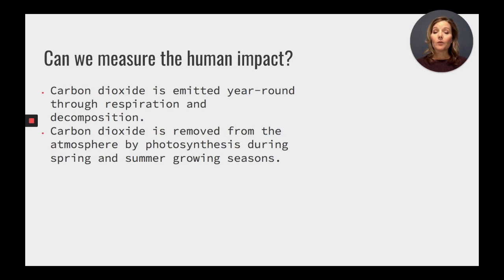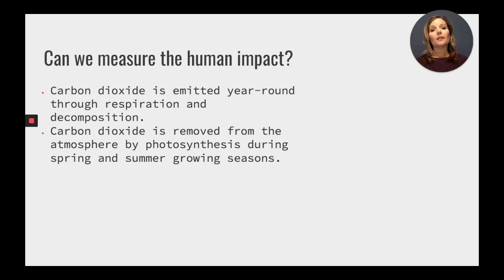But what we also know is that photosynthesis is a time when carbon dioxide is removed from our atmosphere, but that's primarily happening in the spring and summer seasons. So if we were a scientist looking at this emission of carbon dioxide gas, and we were living in the northern hemisphere, we would expect to see more carbon dioxide removed through the process of photosynthesis in spring and summer, say from April on through September.